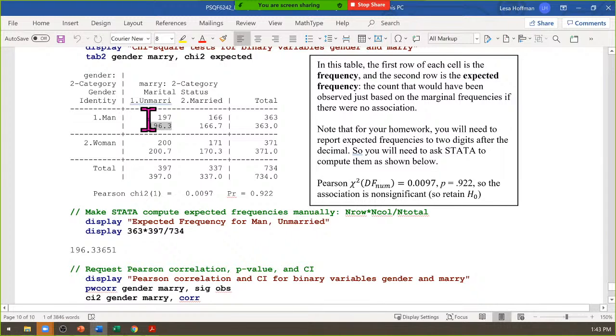So for instance, to calculate the expected frequency to 2 decimal places, it's the row 363 times the column 397 divided by the total. And I asked it to do that with this command right here. Stata is a calculator if you want it to be. So I type display and then I type the equation that I want it to display, and the output will spit out the number. So those of you who are using Stata for this assignment are going to have to calculate expected frequencies to 2 decimal places in order to enter them into the homework system correctly. SAS provides it to the level of precision that's needed. But if you add this to your code, then you have a record of doing these computations and still have something that's reproducible.